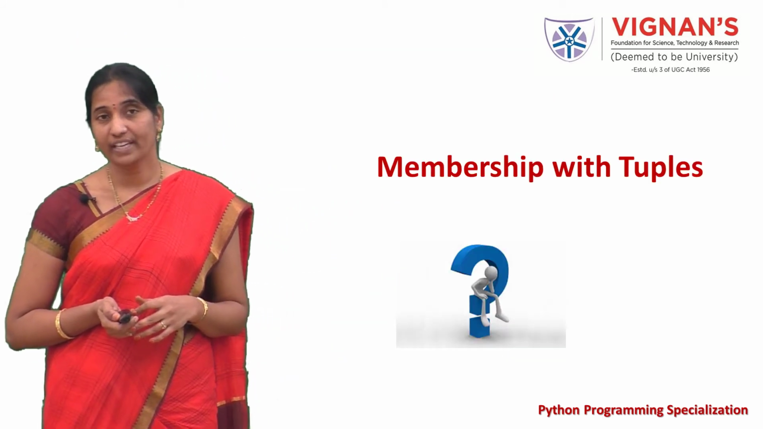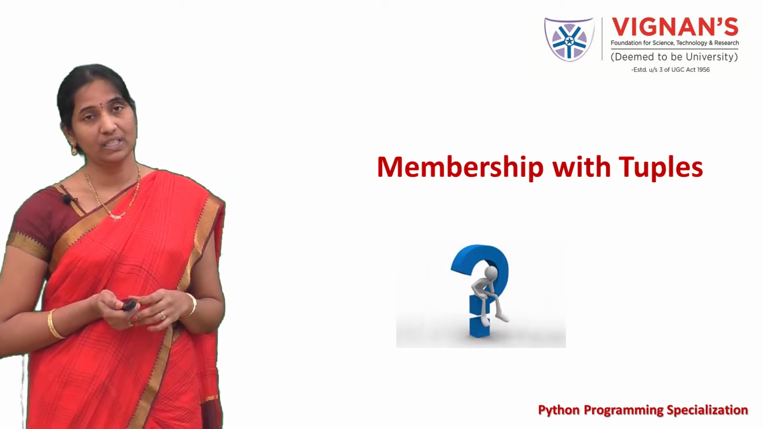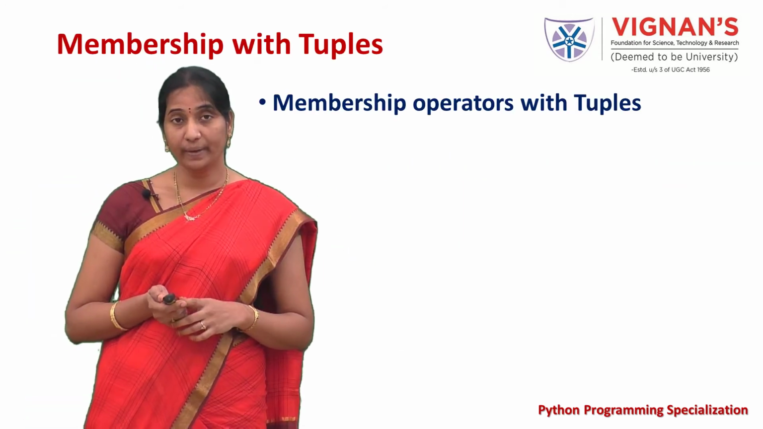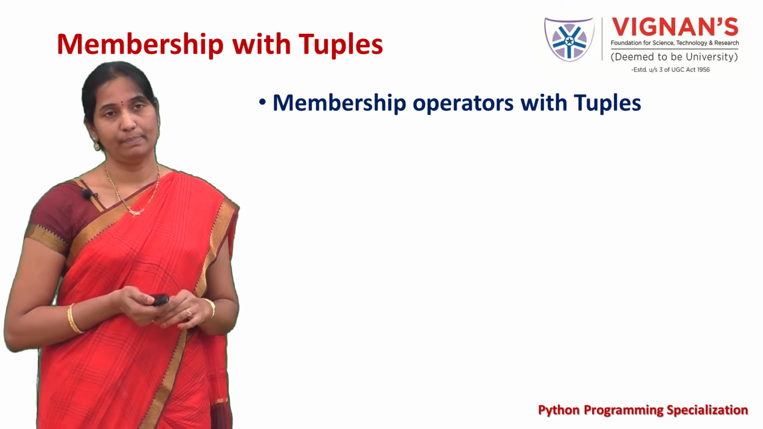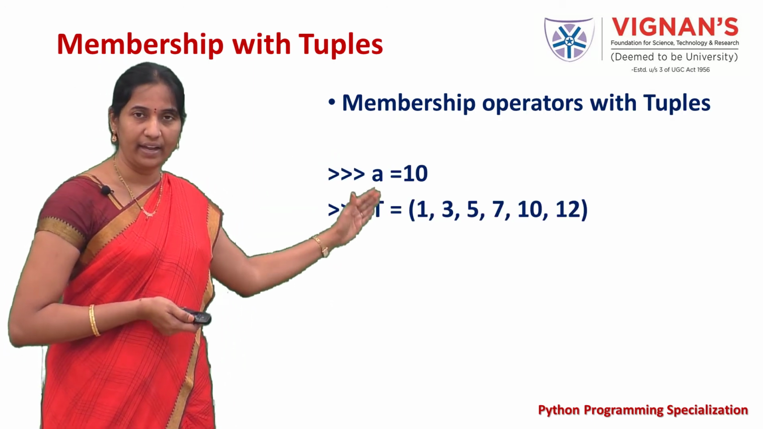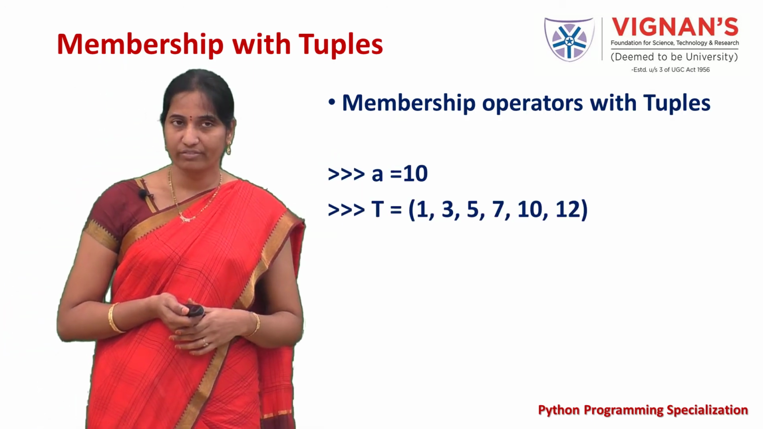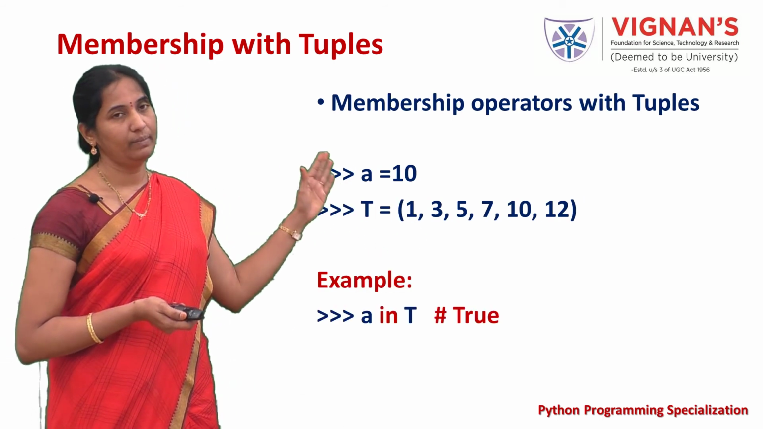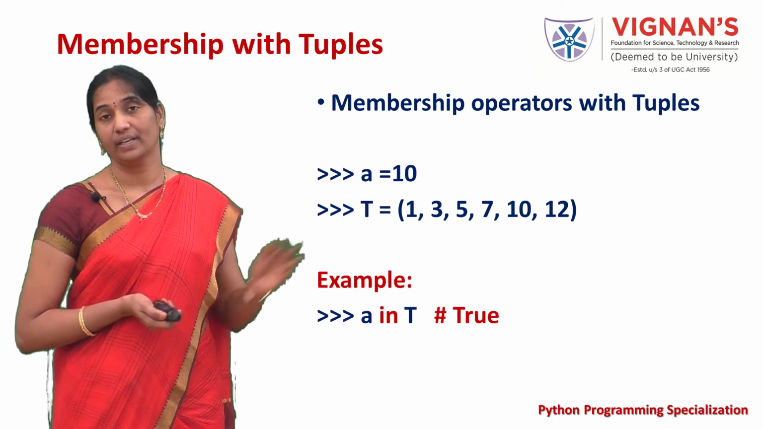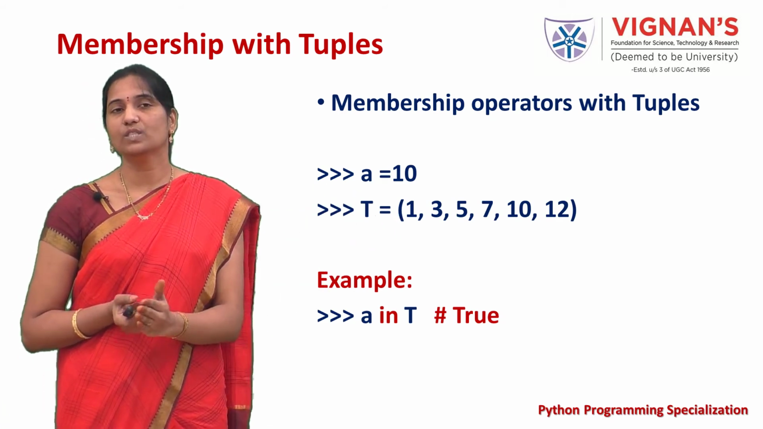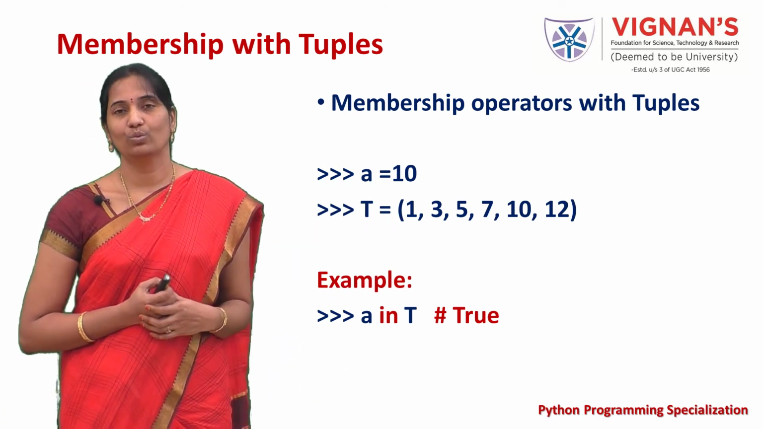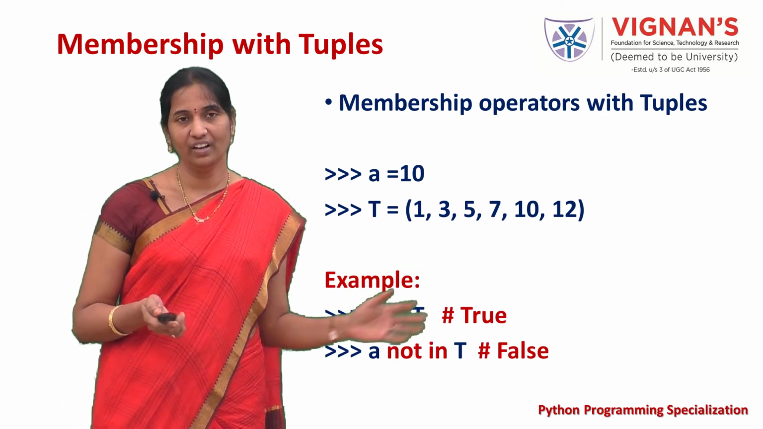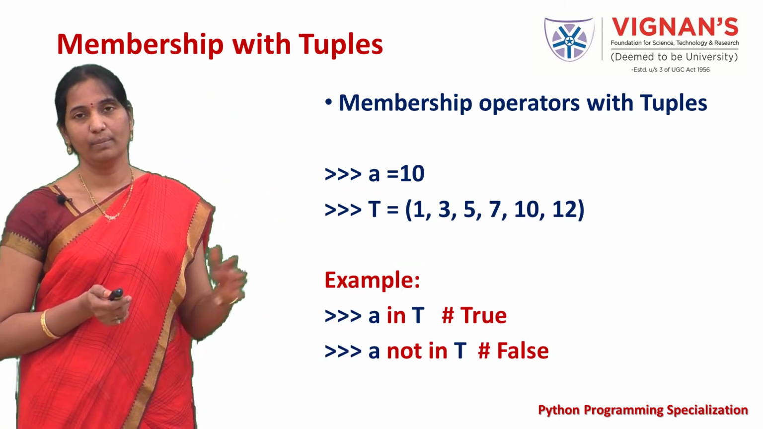Now let's see how we can use the membership operators with tuples. Similar to how it works with lists, the membership operators can also work with tuples. A equals 10, and I have taken a tuple with a collection of elements 1, 3, 5, 7, 10 and 12. I am going to check whether element 10 is available in T or not. A in T: of course the element is present, so it returns a true value. A not in T: it's present, so it returns a false value. The working is all the same as the list.